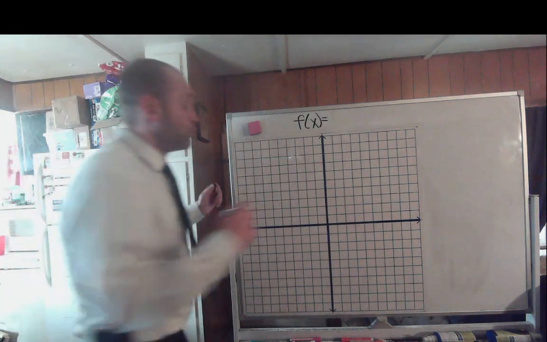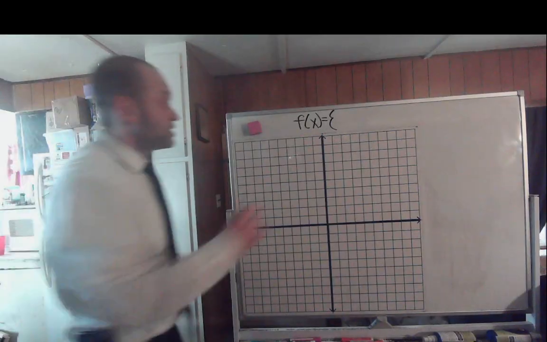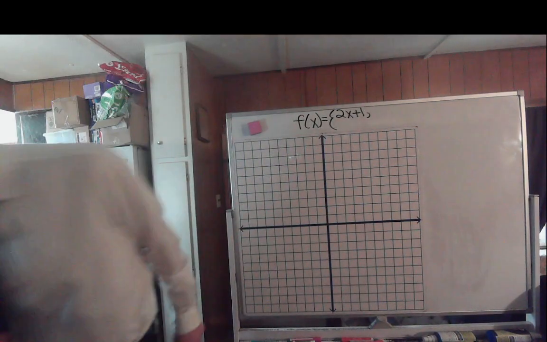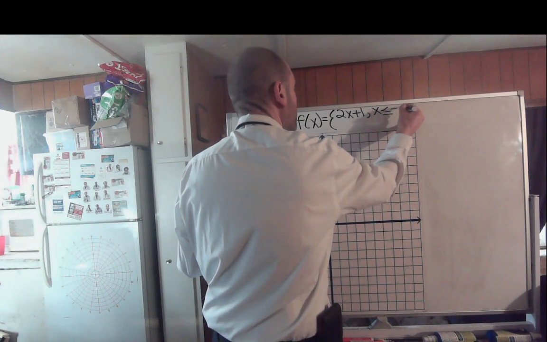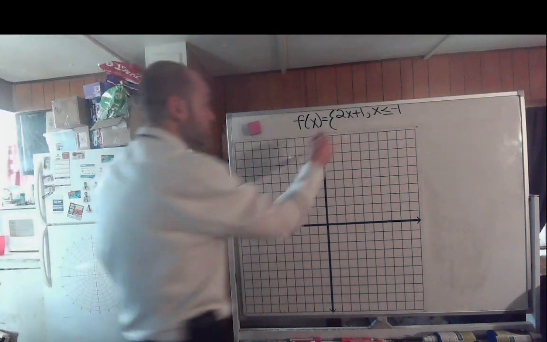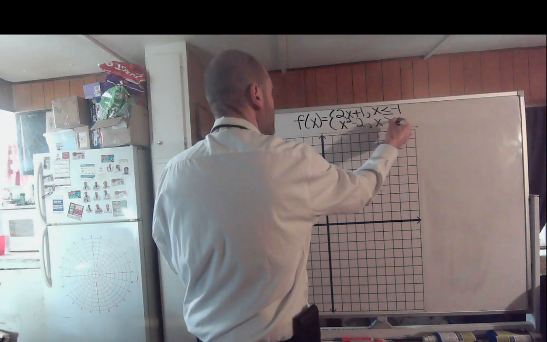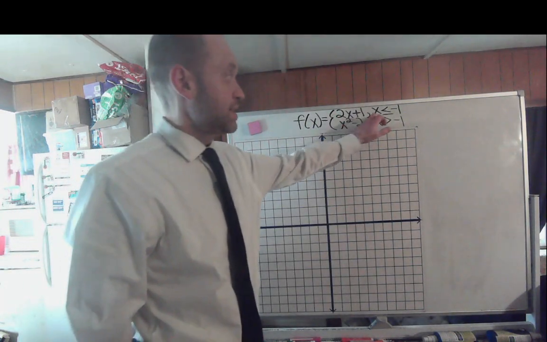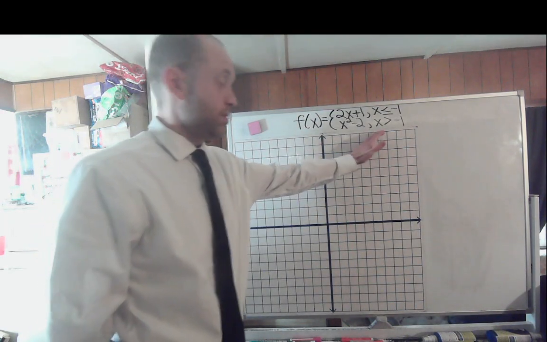Let's do a couple more of these. So f of x equals 2x plus 1 when x is less than or equal to negative 1. And then we're also going to have x squared minus 2 when x is greater than negative 1. So it'll behave as a linear function when x is less than or equal to negative 1, and as a quadratic function when it's greater than negative 1.